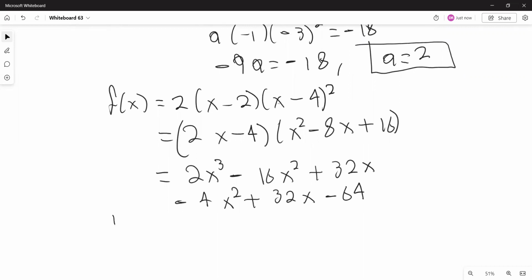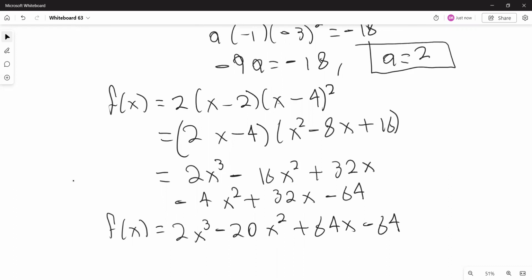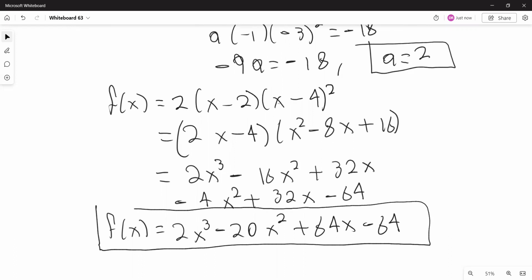Okay, and finally combine like terms. And we're going to find the formula for the polynomial. That's 2x cubed minus 16x squared minus 4x squared plus 32x plus 32x minus 64. So that's the type of answer that my MATLAB is going to accept.